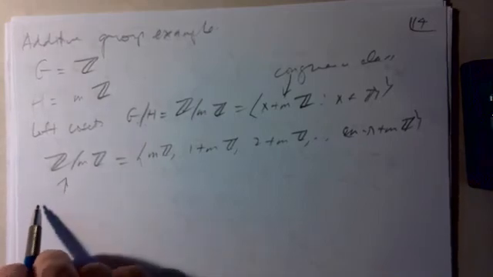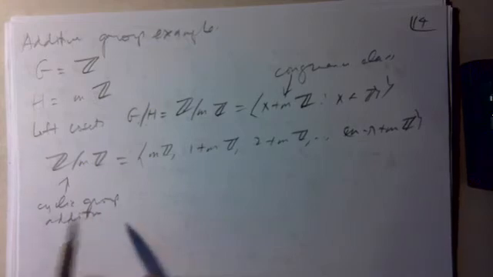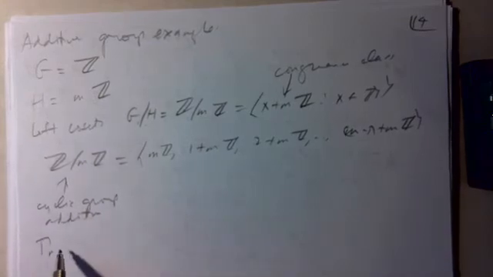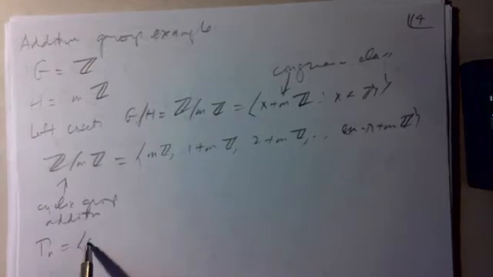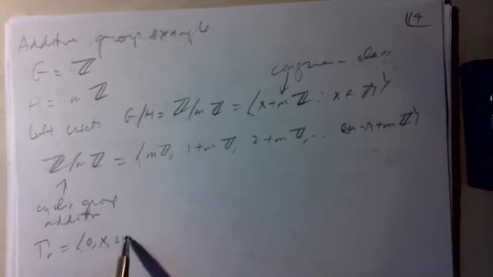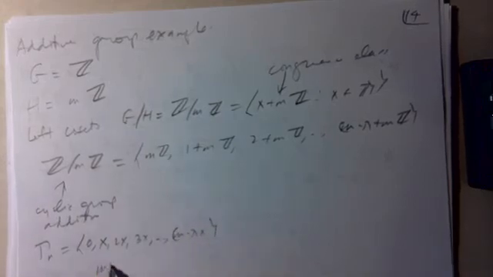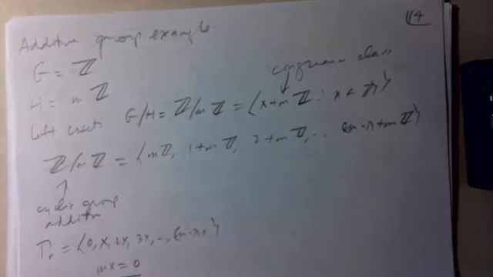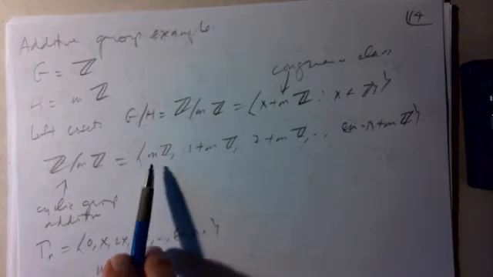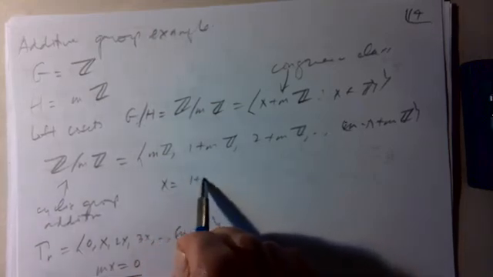And I claim this is a cyclic group, but it's additive. What does an additive cyclic group look like? If I have a cyclic group which is additive, instead of the powers of an element x, it's the multiples of an element x: 0, x, 2x, 3x, up to m minus 1 times x, and m times x is 0. That's what an additive cyclic group would be. And that's exactly what we have here, where x is 1 plus mZ.